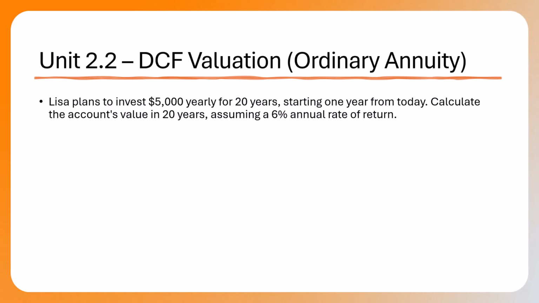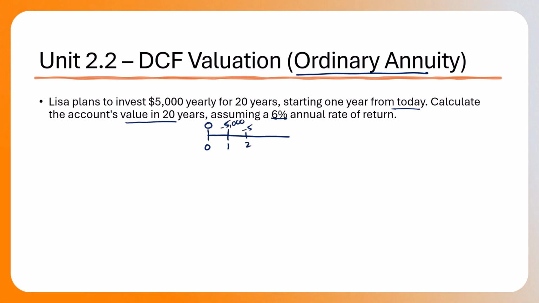Lisa plans to invest $5,000 yearly for 20 years, starting 1 year from today. Calculate the account's value in exactly 20 years, assuming she has an interest rate of 6%. In this particular question, we're trying to find the future value of this ordinary annuity. Again, I'm not going to draw the entire timeline here. It's not an annuity due because there's no time 0 cash flow, but at time 1, she will deposit $5,000.